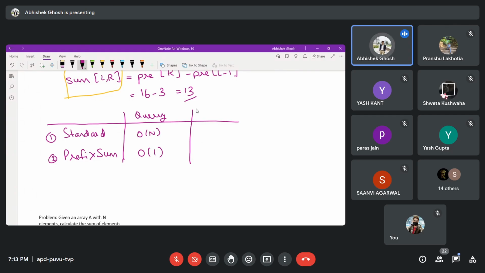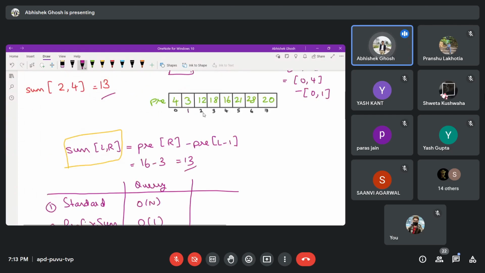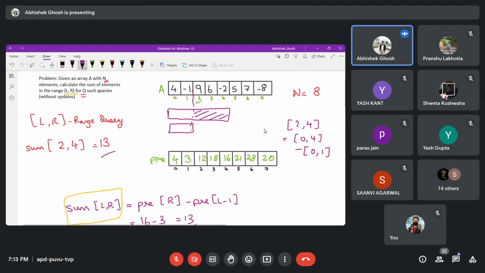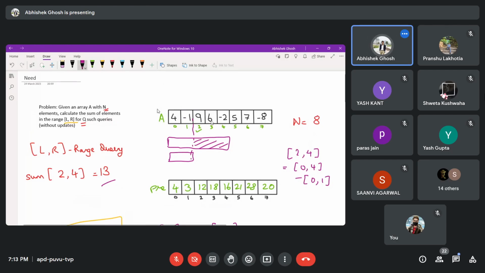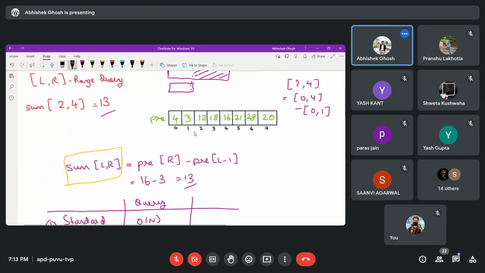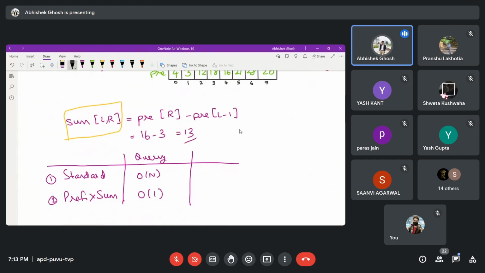But now if I ask you to update any particular index, this update is called a point update. If I ask you to change the index 3 value to, let's say, 8, so 6 changes to 8, now the array is like this. If I was using the first standard approach, it would still take order of n time for a query, but the update would be fast.